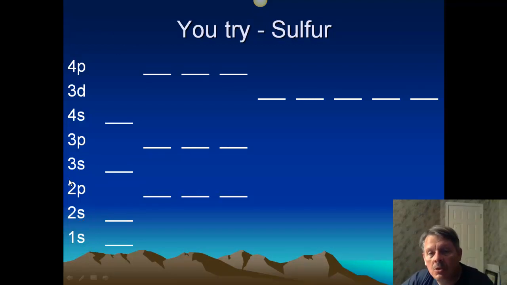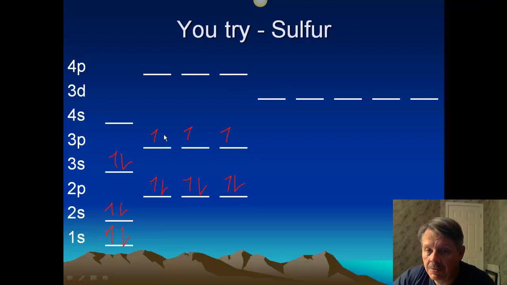But I'd like you to try sulfur. See if you can go ahead and do it. Pause the video. Try to do sulfur. Okay, when you looked at sulfur, did you see that sulfur had 16 electrons because it had 16 protons? So we have to work our way up. So here's 1, 2, 3, 4. Remember to separate them. 5, 6, 7, 8, 9, 10, 11, 12. Those are the only things at that level. 13, 14, 15, 16. Okay, 16. Yep, that's good. So that's sulfur.